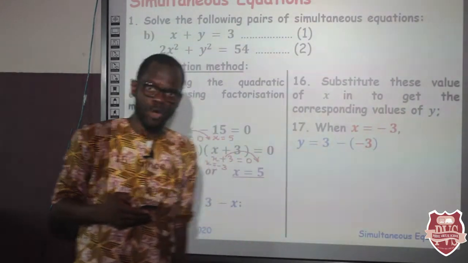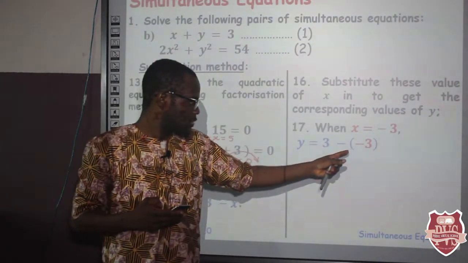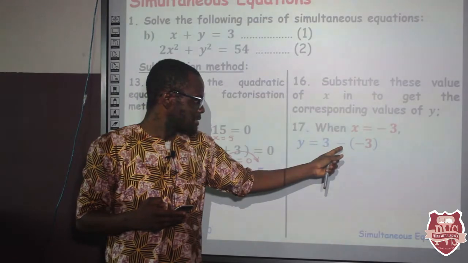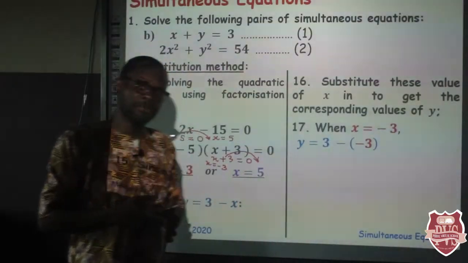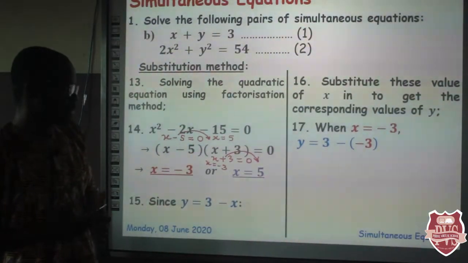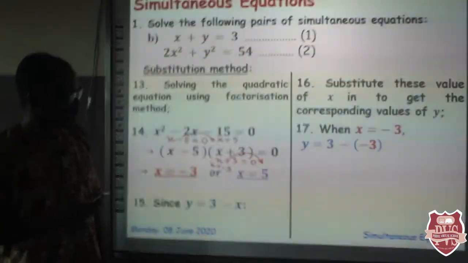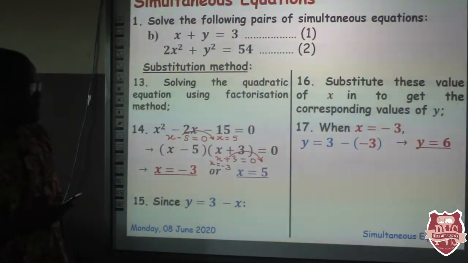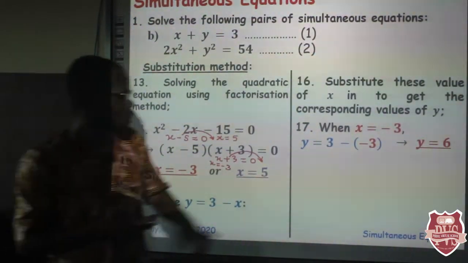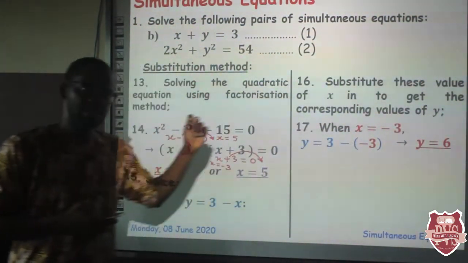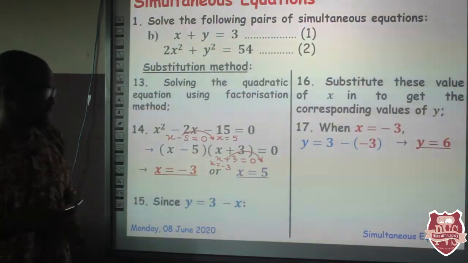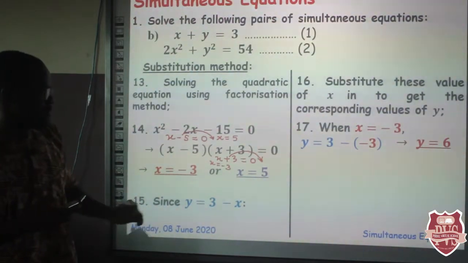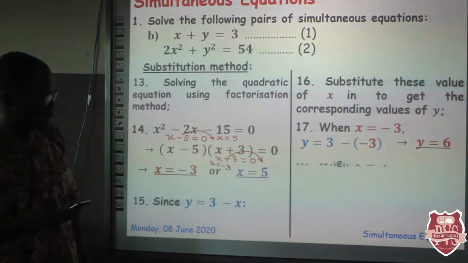And of course you know, when you open the bracket, you have 3 plus 3. Now, minus times minus gives you plus. And so the value of y is 6. So when x is minus 3, y is 6. So next up, let's see the value of y when x is 5. So we do exactly the same.